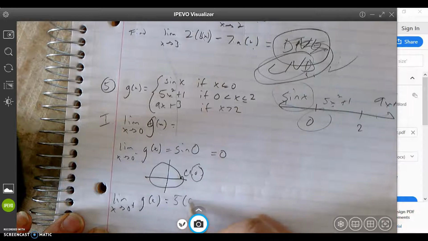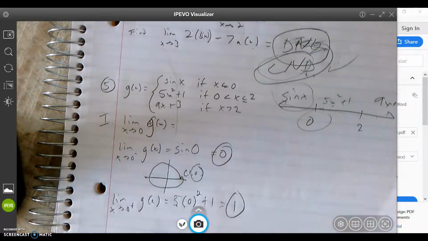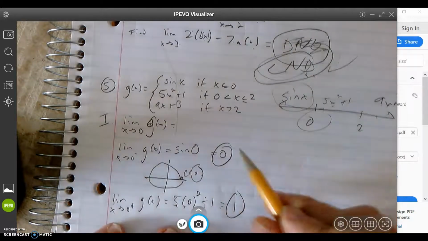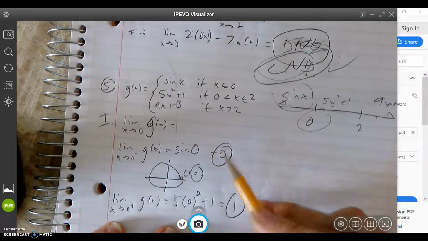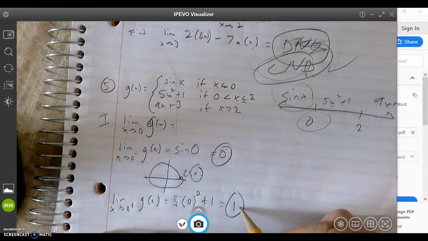So that's going to be 5 times 0 squared plus 1, which is 0 times 5 is 0 plus 1, which is 1. Uh-oh, SpaghettiOs. What do we know? So 0 and 1. As I approach 0 from the left, I'm approaching 0 on the y. I'm approaching 0 from the right, I'm approaching 1 on the y.